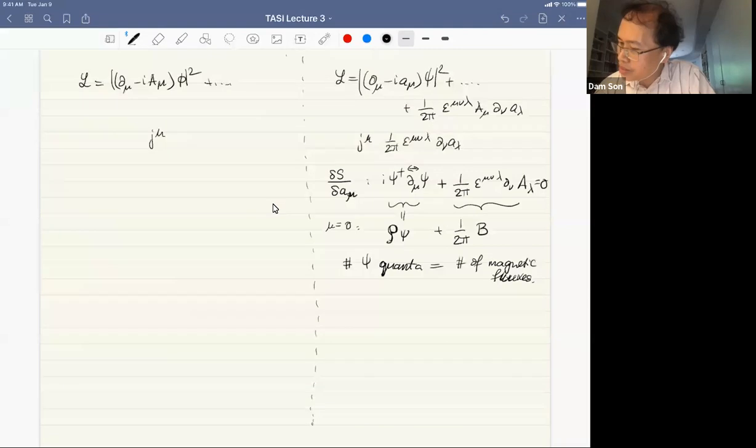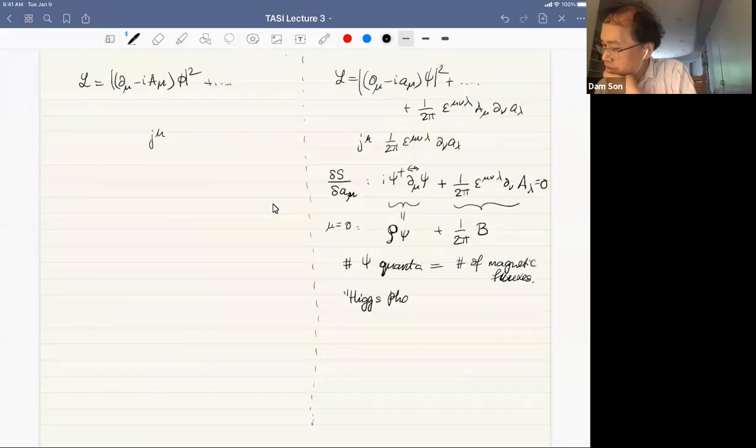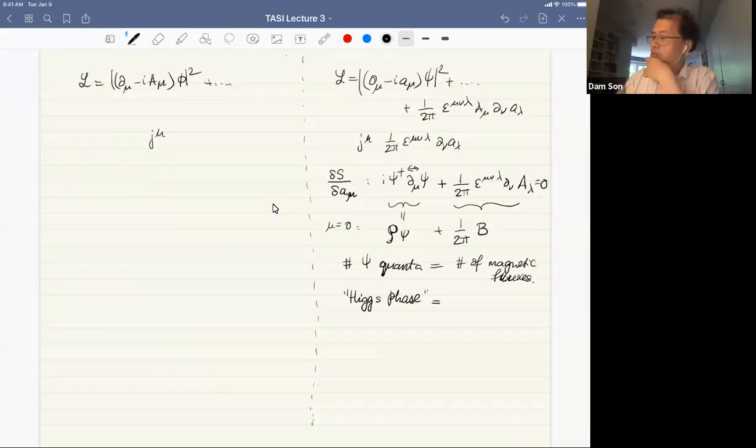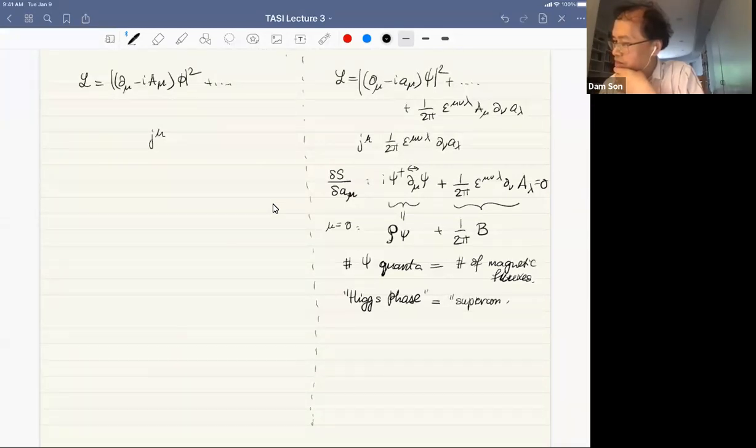So let's consider the Higgs phase here, which from the point of view of condensed matter physics is also called the superconducting phase. Basically it's a Ginzburg-Landau model of superconductivity. Okay, so we have a superconductor.